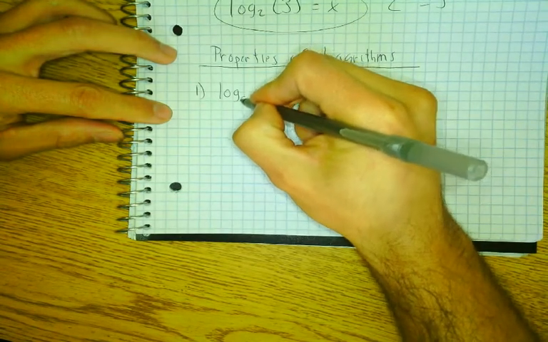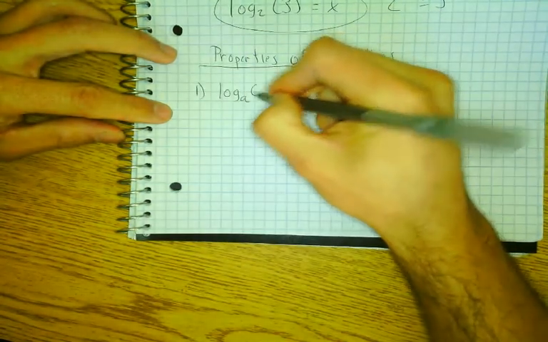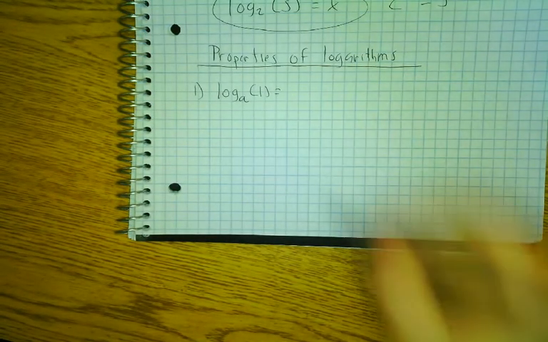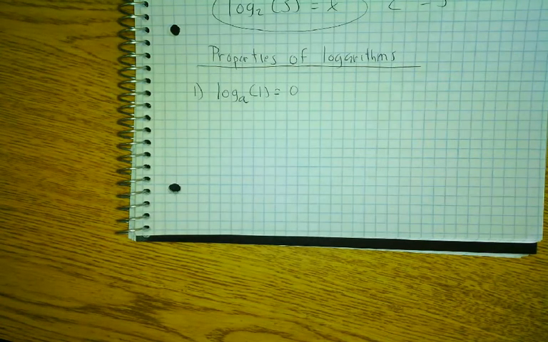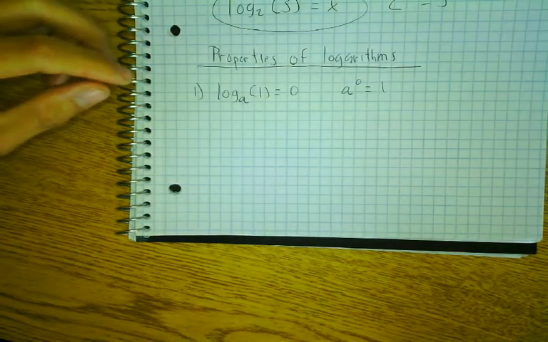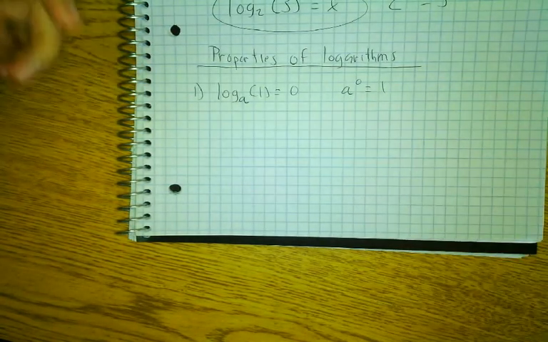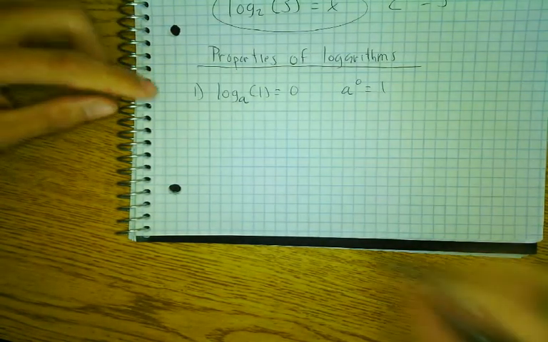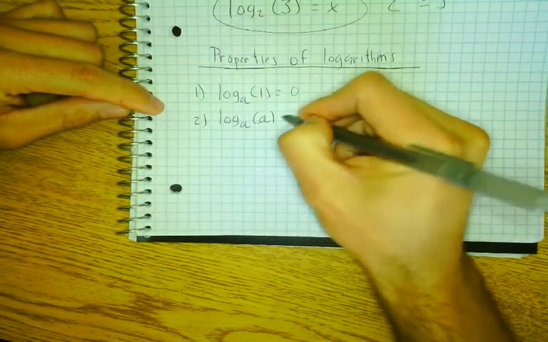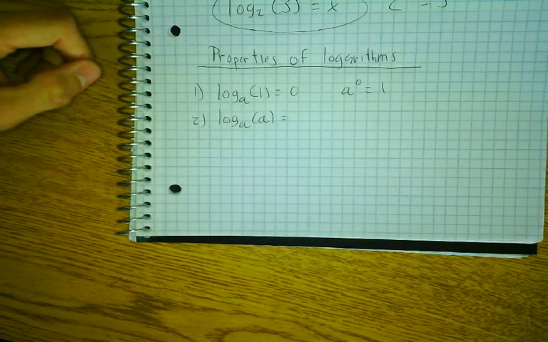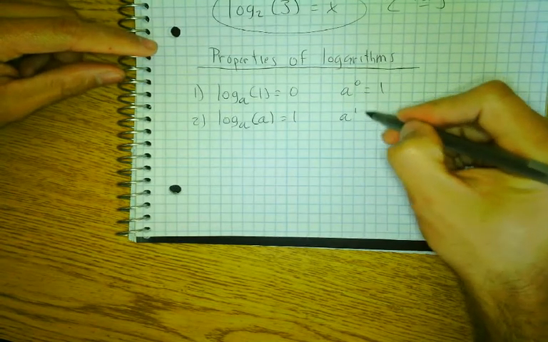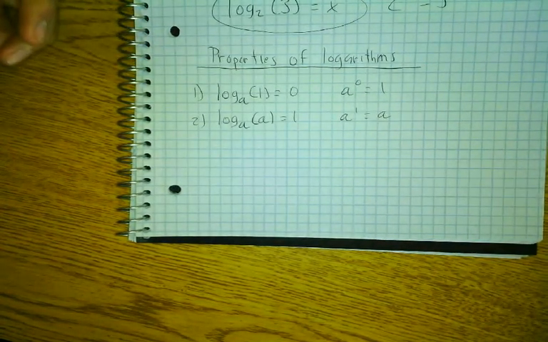The first property, and let's see if it makes sense. Logarithm of any base, I don't care what the base is, of 1 is equal to what? 0? Why? Is a to the power of 0 equal to 1? Yeah, so that's your proof if you're not 100% sure why that's true. Okay? Second property, logarithm base a of a. Why? a to the power of 1 would be itself.